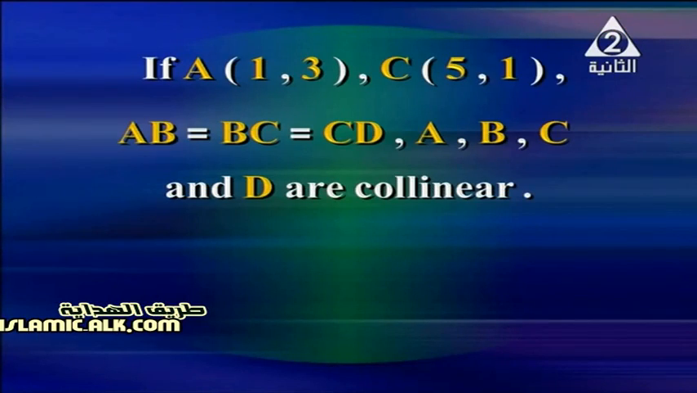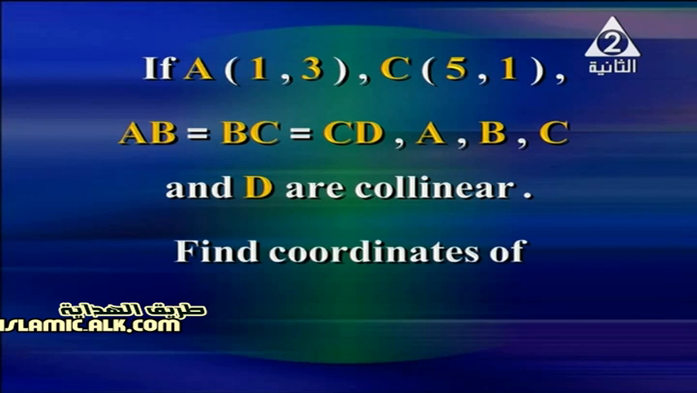If A is (1, 3), C is (5, 1), AB equals BC equals CD, and A, B, C, and D are collinear points, find the coordinates of the points B and D. First of all, you are going to notice that A, B, C, and D are collinear. This means that A, B, C, and D are on the same straight line.